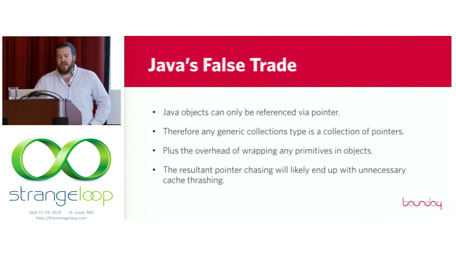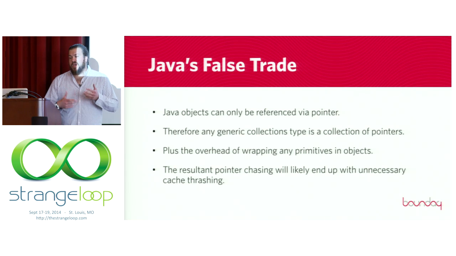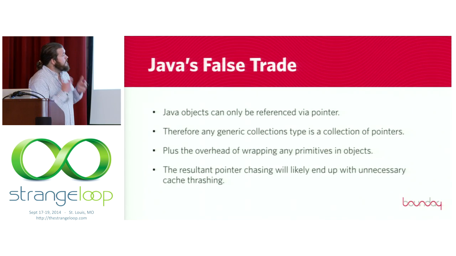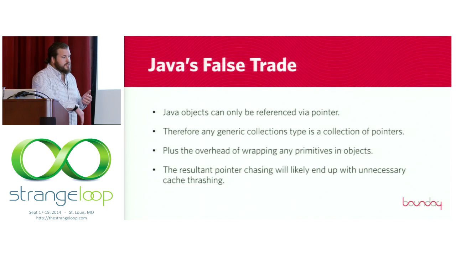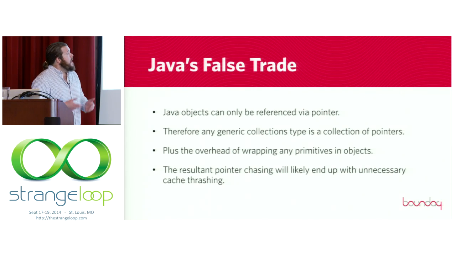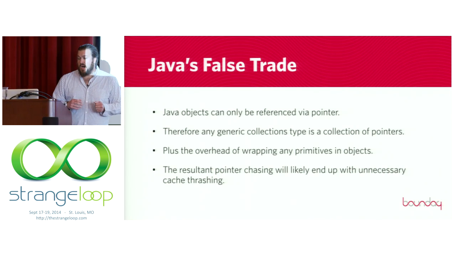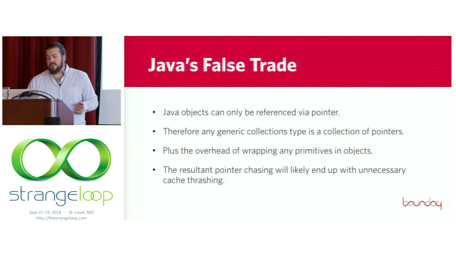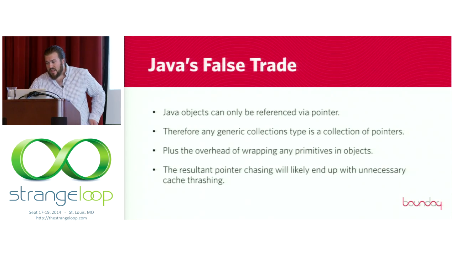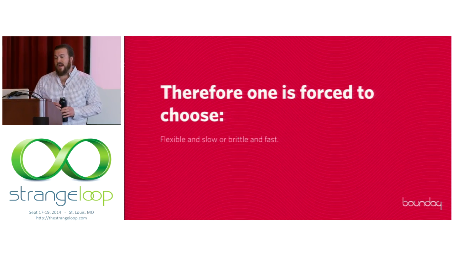And so Java gives you this false trade-off because of the constraints of the memory model. It gives you this trade-off with your programming where, if you want what we've all been told is good programming practice, you have generic algorithms. You're going to write your list structure once, and you should be able to use it for any type, because it shouldn't care what type goes in it. And that's true, but it comes with the overhead of wrapping all the primitives up. You end up pointer chasing, and the overhead is just atrocious. So you're forced to choose between flexible and slow or brittle and fast.